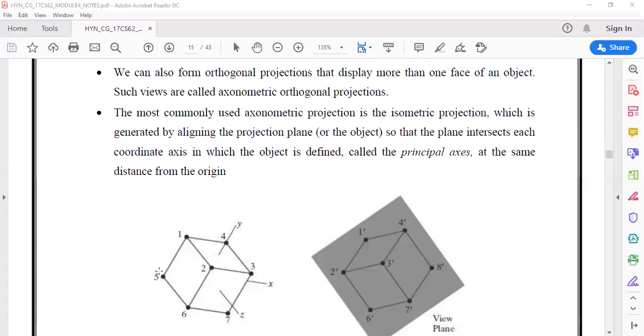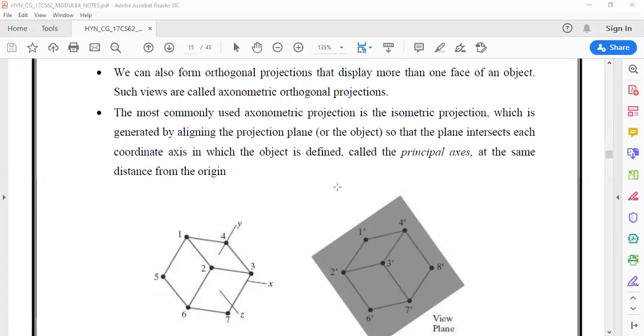So the most commonly used axonometric projection is the isometric projection, right? Isometric projections you have already done in your CAD subject. It gives a projection where I can see more than one face of an object. It is generally obtained by aligning the projection plane so that the plane intersects each coordinate axis in which the object is defined.